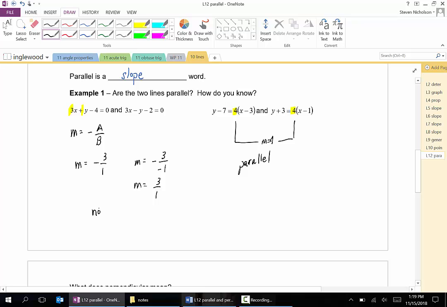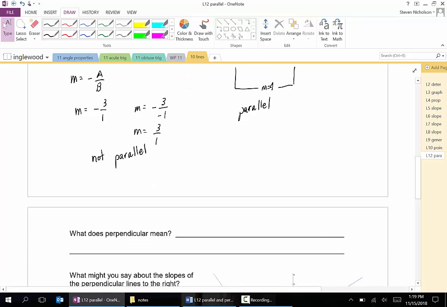And of course, these are not parallel. So parallel is a slope word. If you know something about the slope, then you know something about if the lines are parallel or not. So again, in doing your homework, we're going to do some practice problems. But the key idea is whenever you see the word parallel, you must think slope.